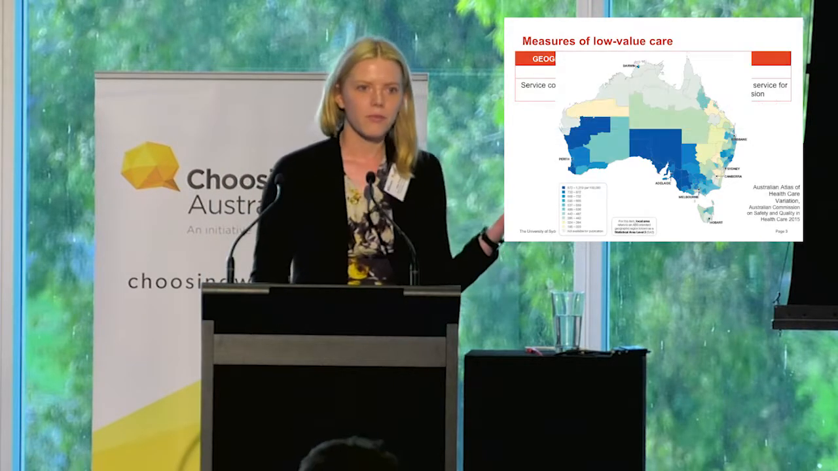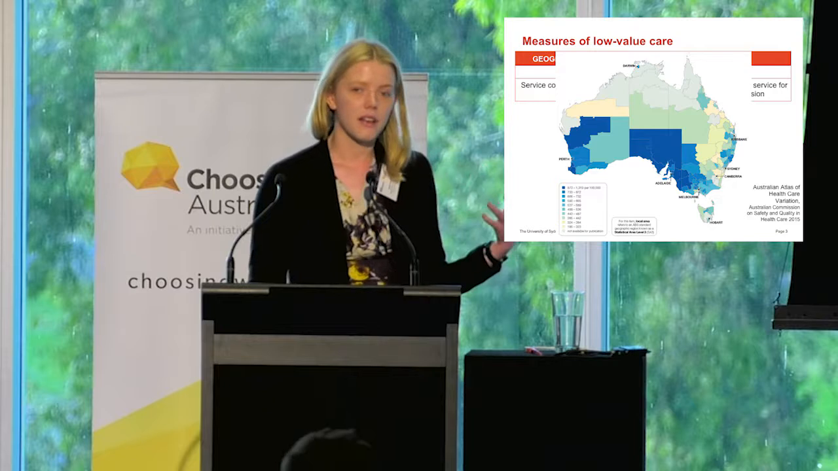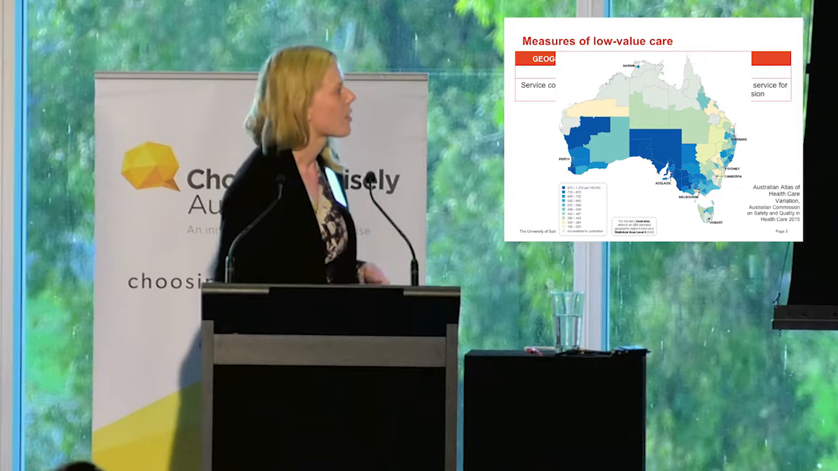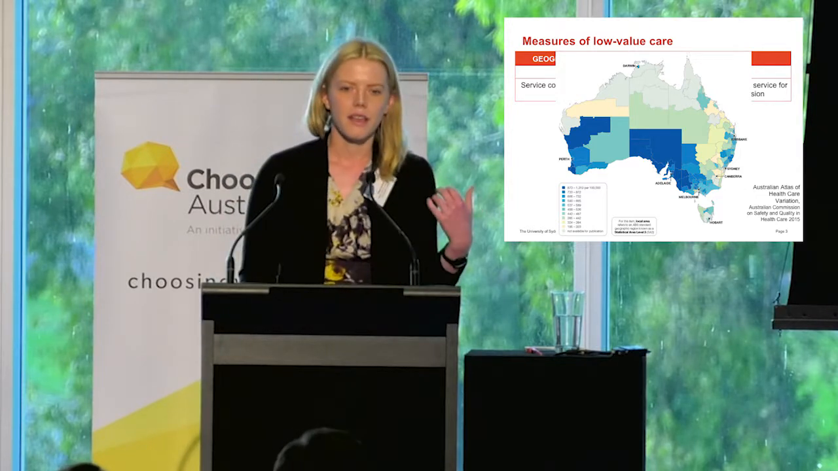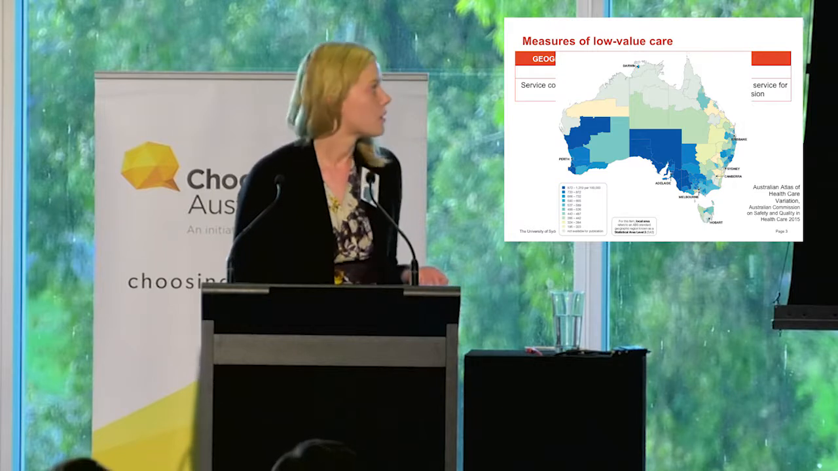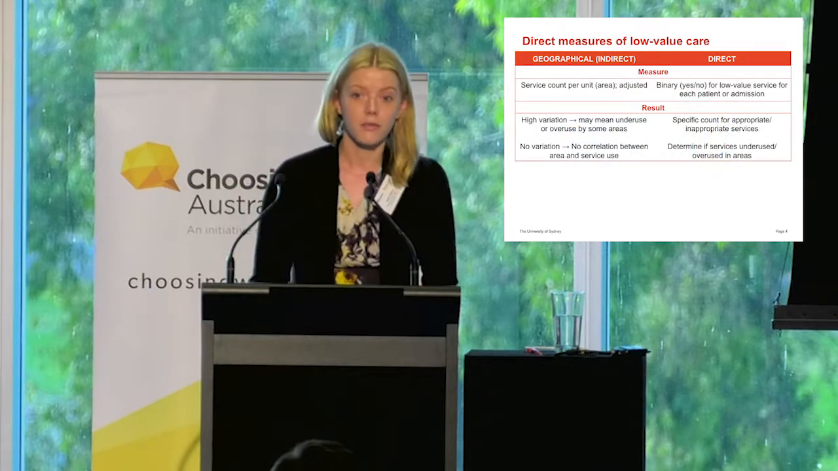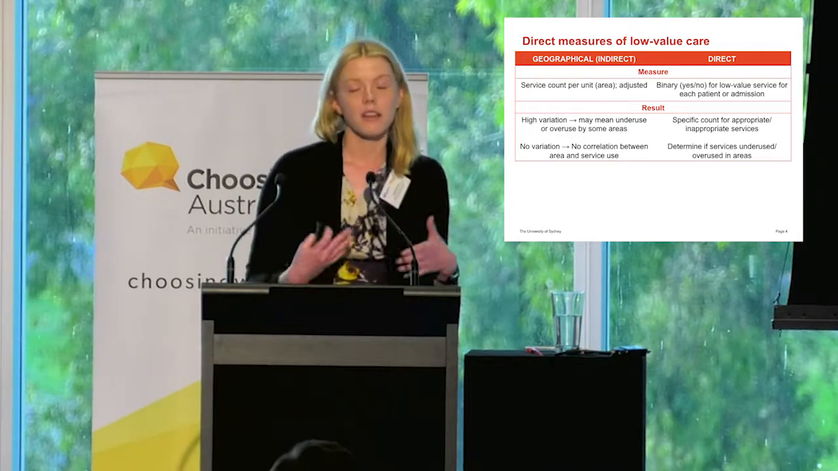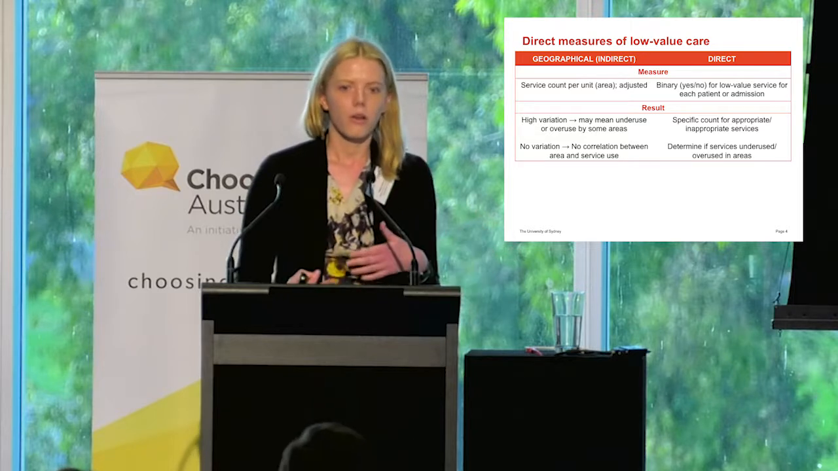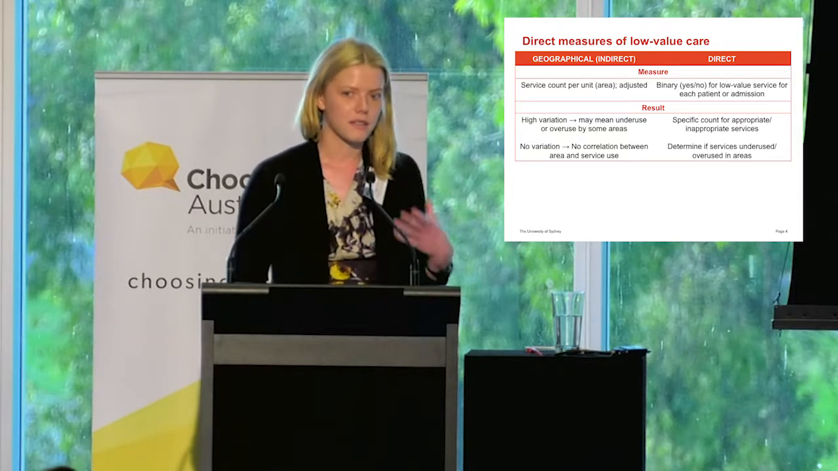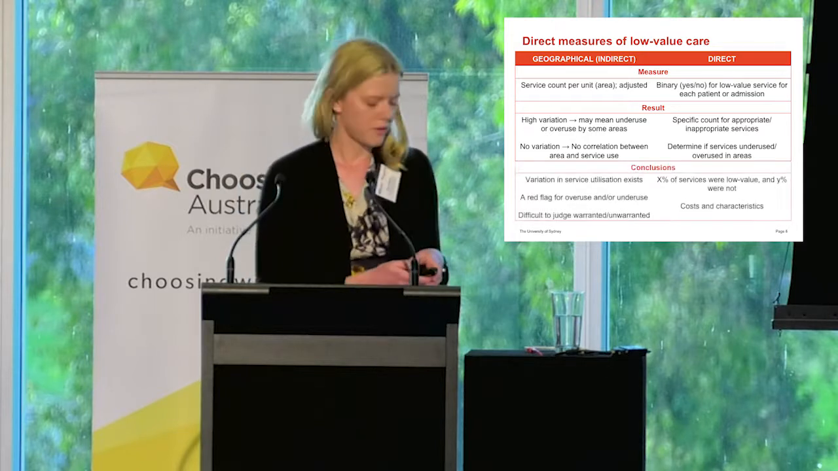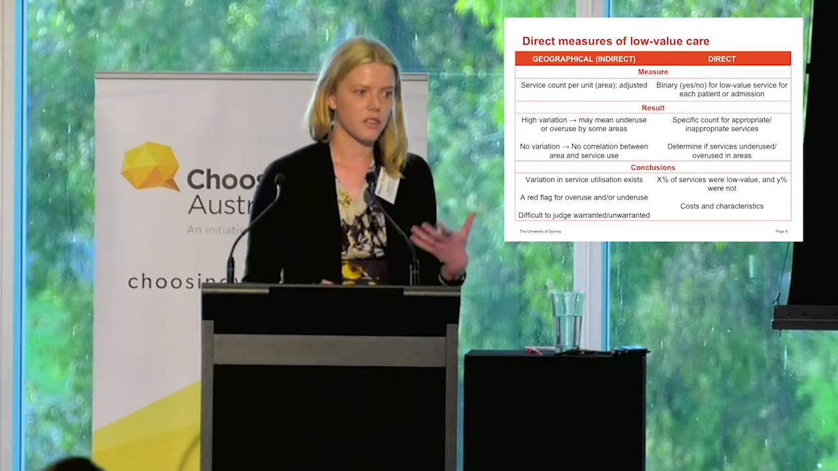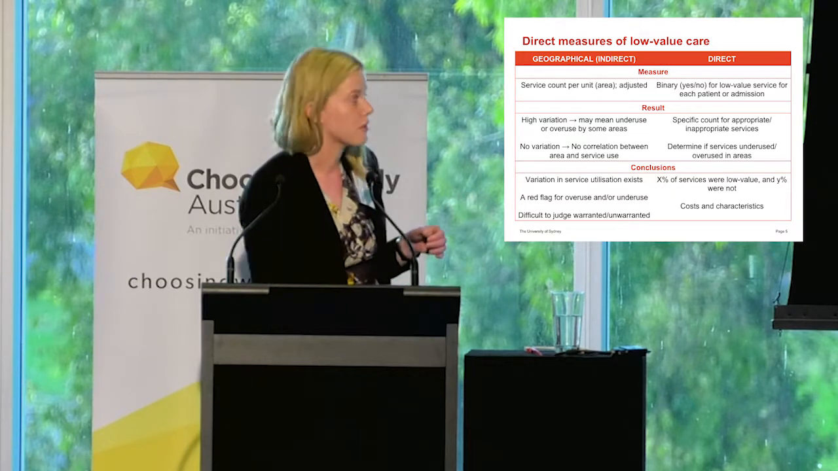So we're all familiar with the atlas and the insights that we get from geographic measures of variation in healthcare services. But the issue with this is that it's an indirect measure. So our work focuses on direct measures of care, which is where we're trying to apply a binary criteria of whether something was inappropriate or appropriate based on the clinical information that's in the data sets. Whereas the geographical measures are just like a service count that's usually adjusted for area or some other indications.